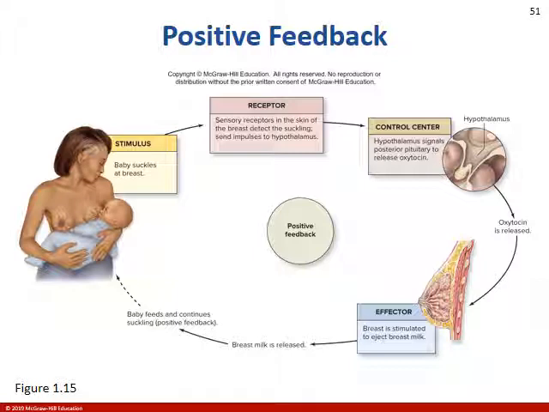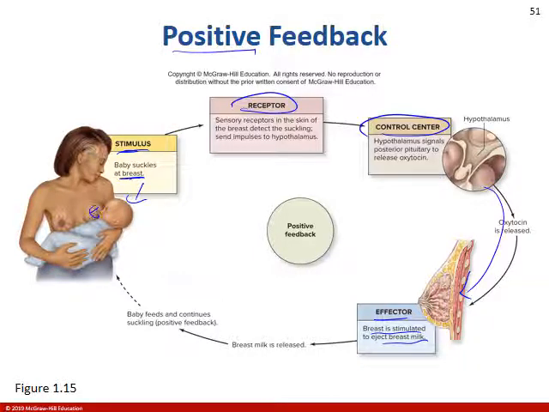So an example of positive feedback: if you're breastfeeding, right, the stimulus is the baby is suckling on the breast. The receptors in the breast tissue send a message to the control center. The control center stimulates breast milk to be ejected. And there's some hormones responsible for this that we'll talk about when we get to the second half of anatomy. But could you imagine if the baby started suckling and all of a sudden there's no milk? That would be negative feedback, right? This is positive feedback. Baby suckles, more milk. Baby suckles, more milk.